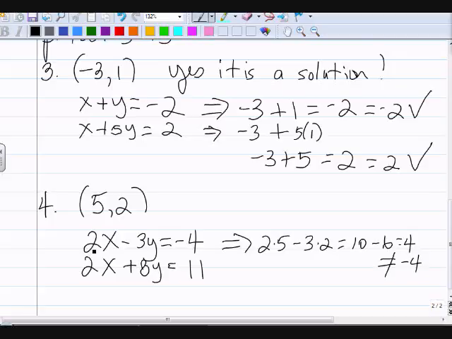How do I get 10? 2 times 5, 2 times x, and 3 times y, 3 times 2. So 2 times 5 is 10, minus 3 times 2 is 6. I'm sorry, I get positive 4, not negative 4. So this is not the negative 4 we were looking for. So we get to say no. It's not a solution.